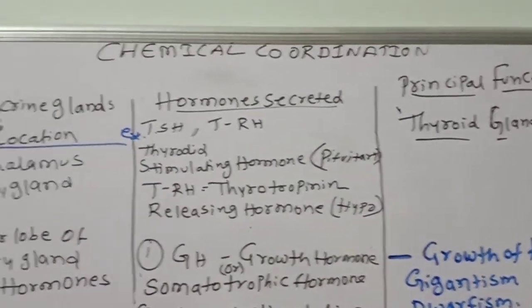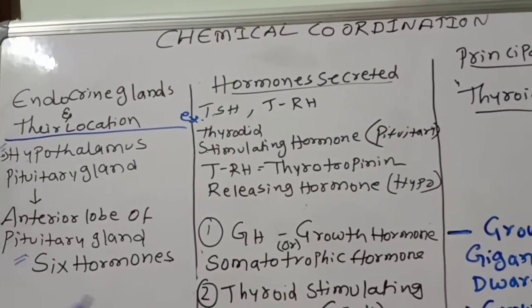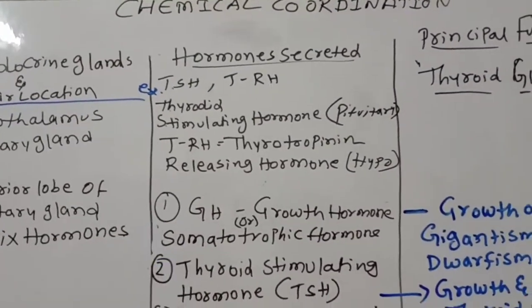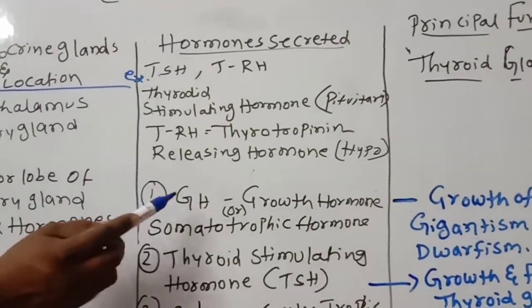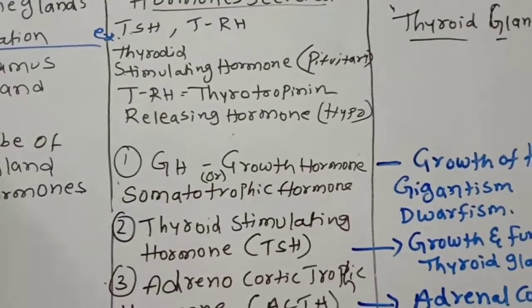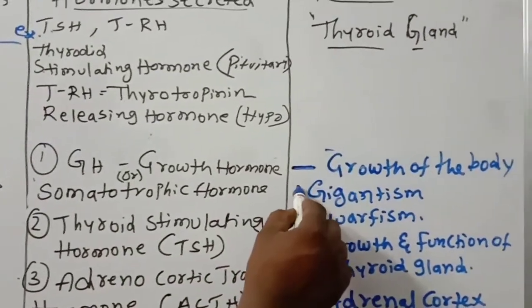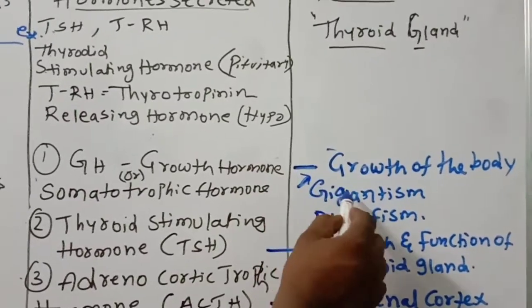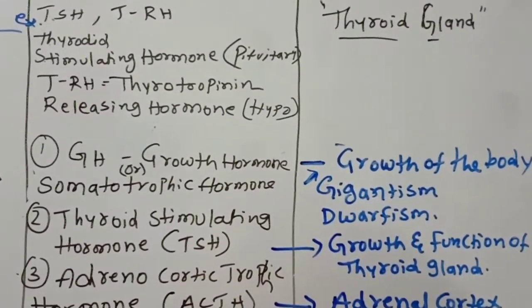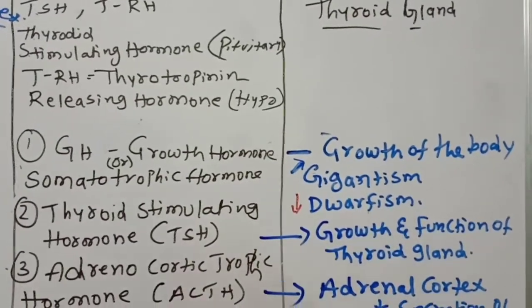The anterior lobe of the pituitary gland releases how many hormones? Six hormones. Here I wrote only 5 due to lack of space. What are those? Growth hormone, also called somatotropic hormone. It affects the growth of the body. If growth hormone secretion is more, the problem is called gigantism. If it is less, the problem is called dwarfism.